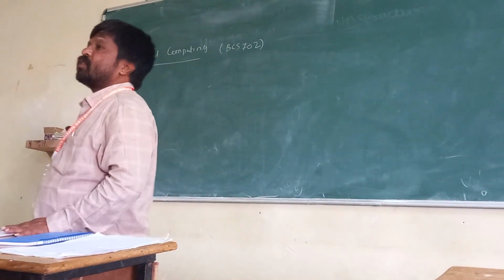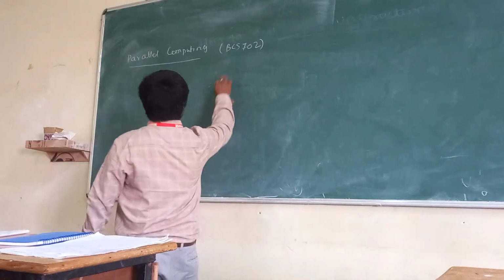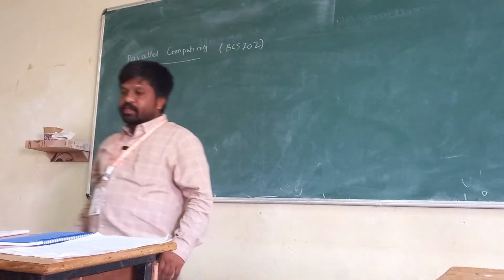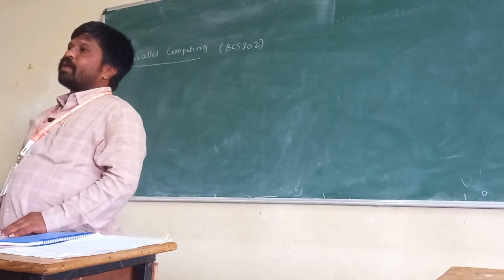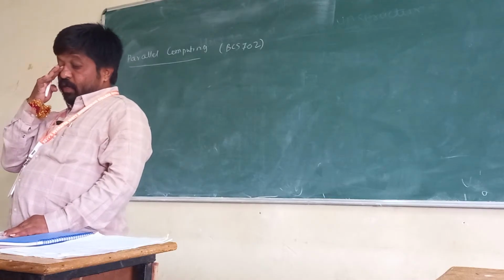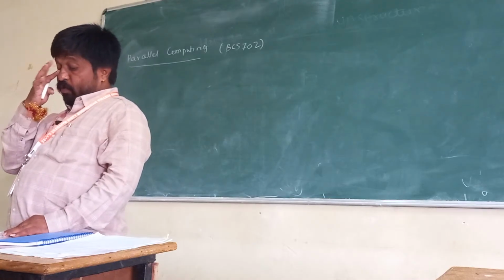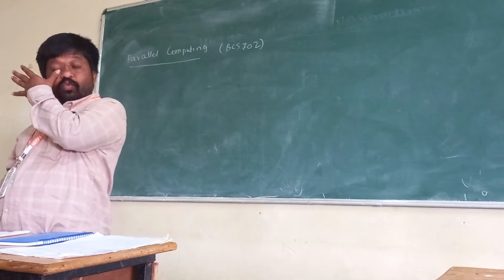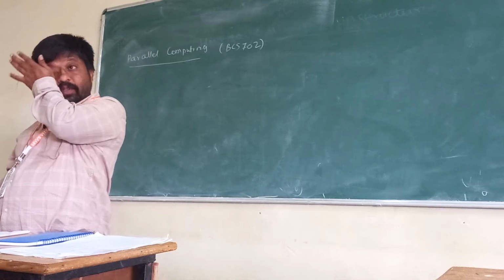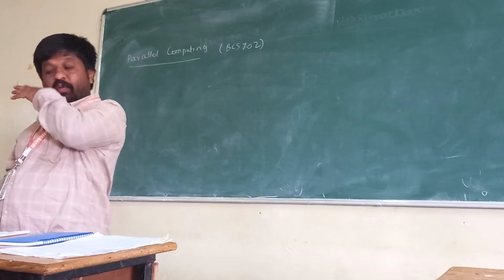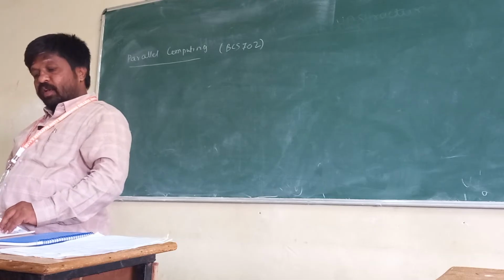Parallel computing is one of the subjects for your semester, with the subject code BCS702. We have 5 modules here, and we have to take one among them. For each module we have 2 questions, so for the 5 modules we have 10 questions. We have to answer only one module.